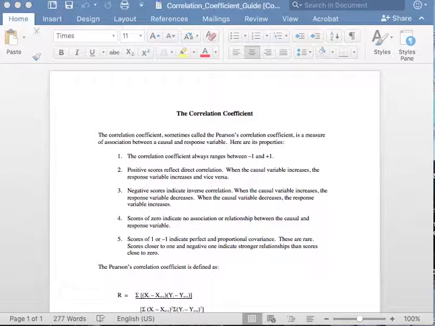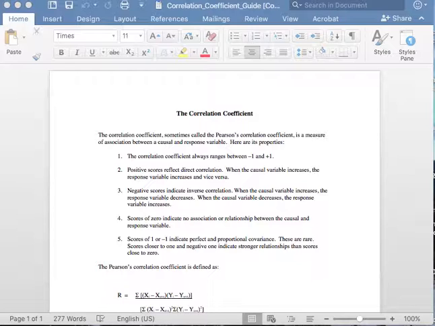A score of 0 indicates absolutely no correlative relationship at all, and so there would be an assessment that there's not a causal relationship there. A perfect score of 1 or -1 indicates a perfect or exactly proportional relationship. So if your causal variable is 2 and your response variable is 4, and then your causal variable goes to 6, which is 3 times its original value, we would expect to see a response variable value of 12.